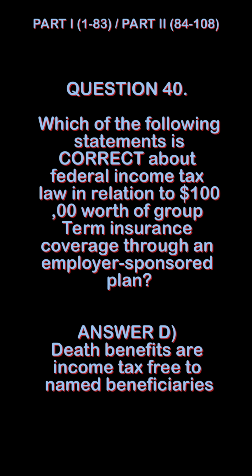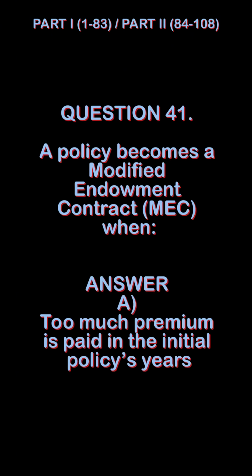Question 40. Which of the following statements is correct about federal income tax law in relation to $10,000 worth of group term insurance coverage through an employer-sponsored plan? Answer: D. Death benefits are income tax-free to named beneficiaries. Question 41. A policy becomes a modified endowment contract (MEC) when? Answer: A. Too much premium is paid in the initial policy's years.